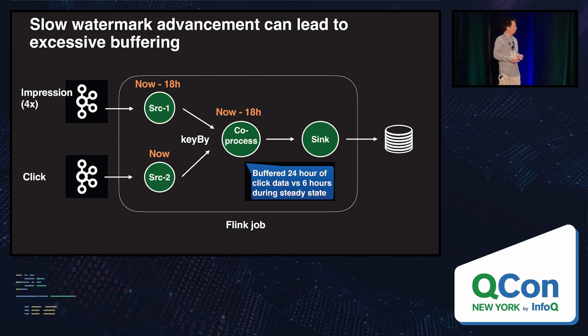This is the problem. Because the watermark is slower in the stateful operator, now it needs to buffer 24 hours of the click stream data versus 6 hours during steady state. This excessive data buffering can lead to performance issues and stability issues for the stateful Flink job. This is actually one of the biggest pain points we experience when running large stateful jobs in Flink.